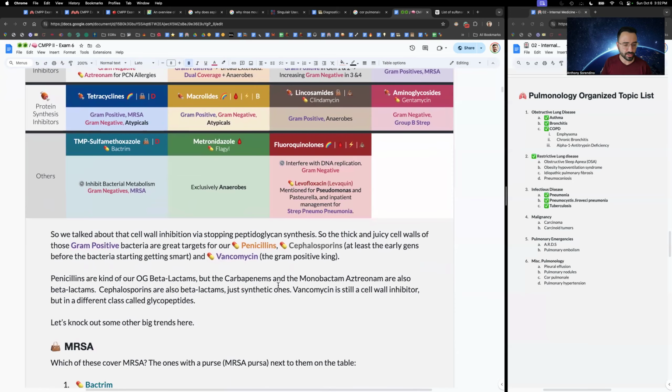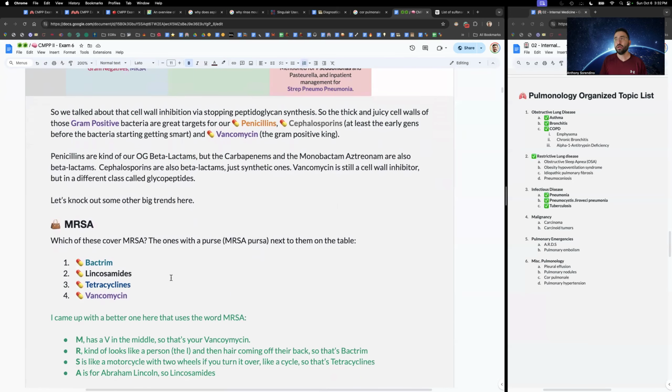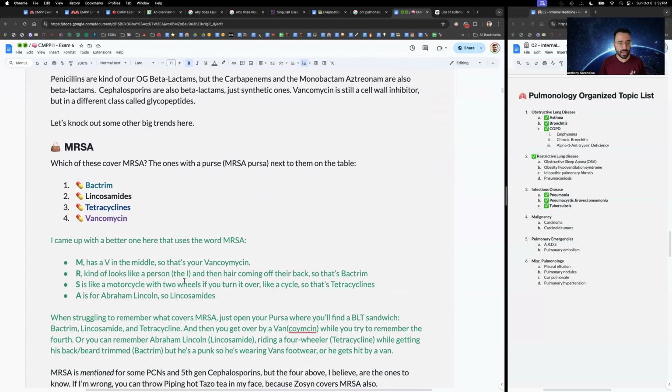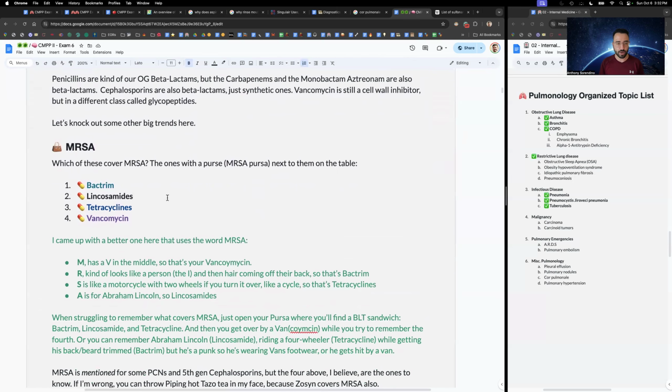The other thing too is with MRSA, there's this idea that if you can store your mnemonic in a place, and obviously I'm a huge proponent of memory palaces, but I tried to come up with all of these different mnemonics for what antibiotics cover MRSA. I finally hit one, because I use the letters MRSA to help me remember. There's four antibiotics and there's four letters of MRSA. These are actually out of order.